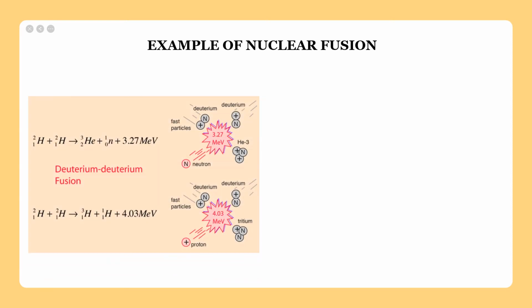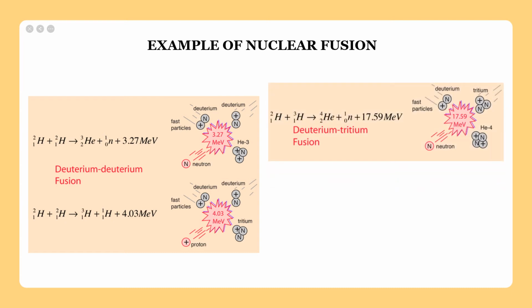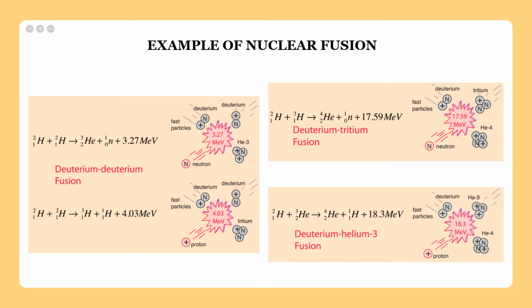Here are a few examples of nuclear fusion. Deuterium-deuterium fusion will produce 3.27 and 4.03 MeV of energy, while deuterium-tritium fusion produces 17.59 MeV of energy. However, deuterium-helium-3 fusion will produce the highest energy release, which is 18.3 MeV.